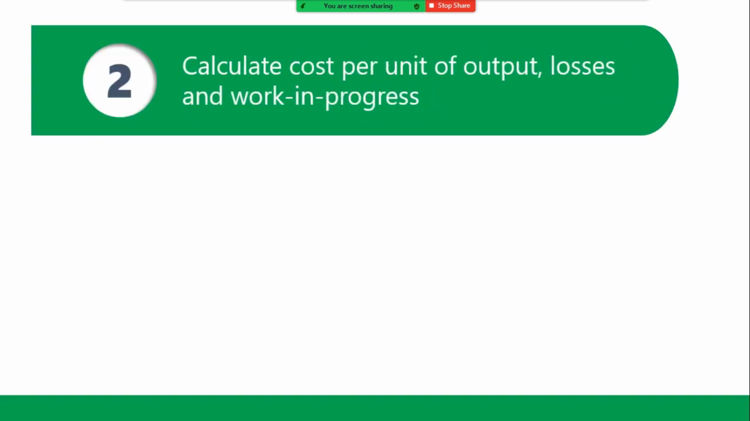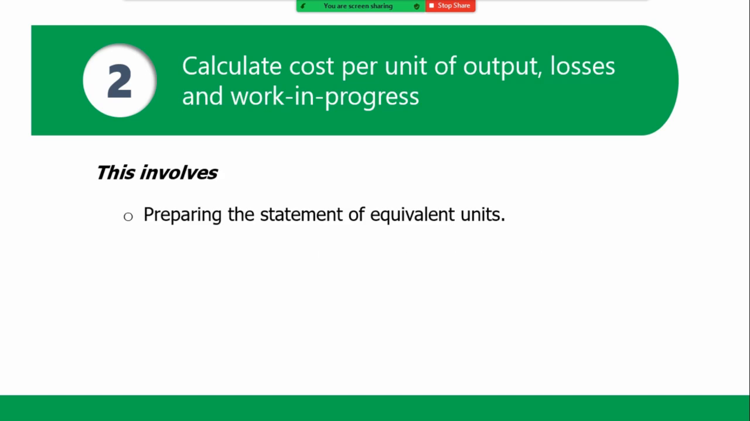Number 2, in the framework, we calculate the cost per unit of output. I showed you the formula, the losses and the work in progress. This involves preparing the statement of equivalent units.